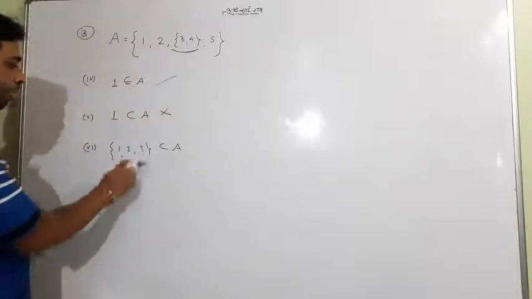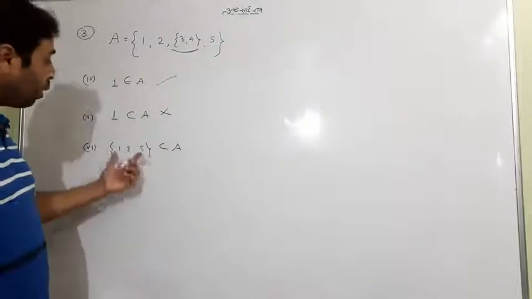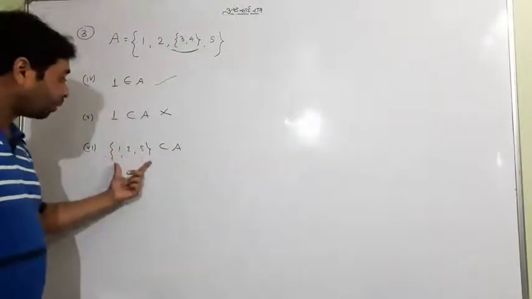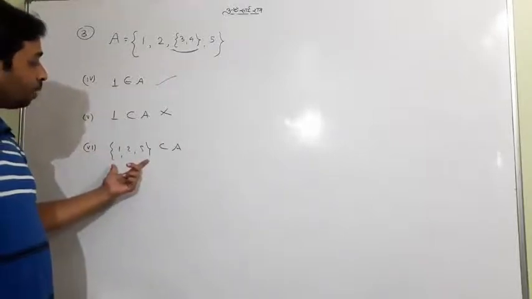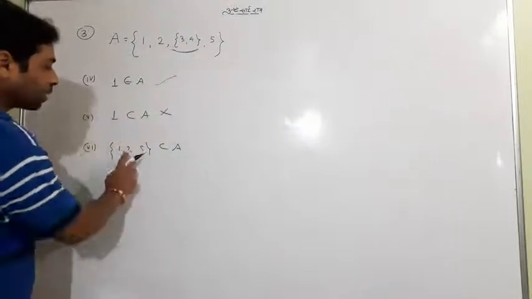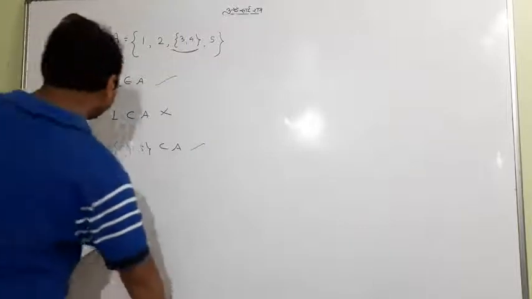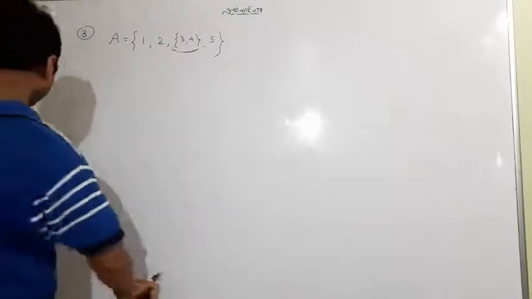What about {1 to 5}? Is it a subset of A? Yes. Now follow the definition of a subset: all elements of this set are also elements of A. All elements of {1 to 5} are elements of this particular set. Yes, it is a subset of A. So this is a 2.